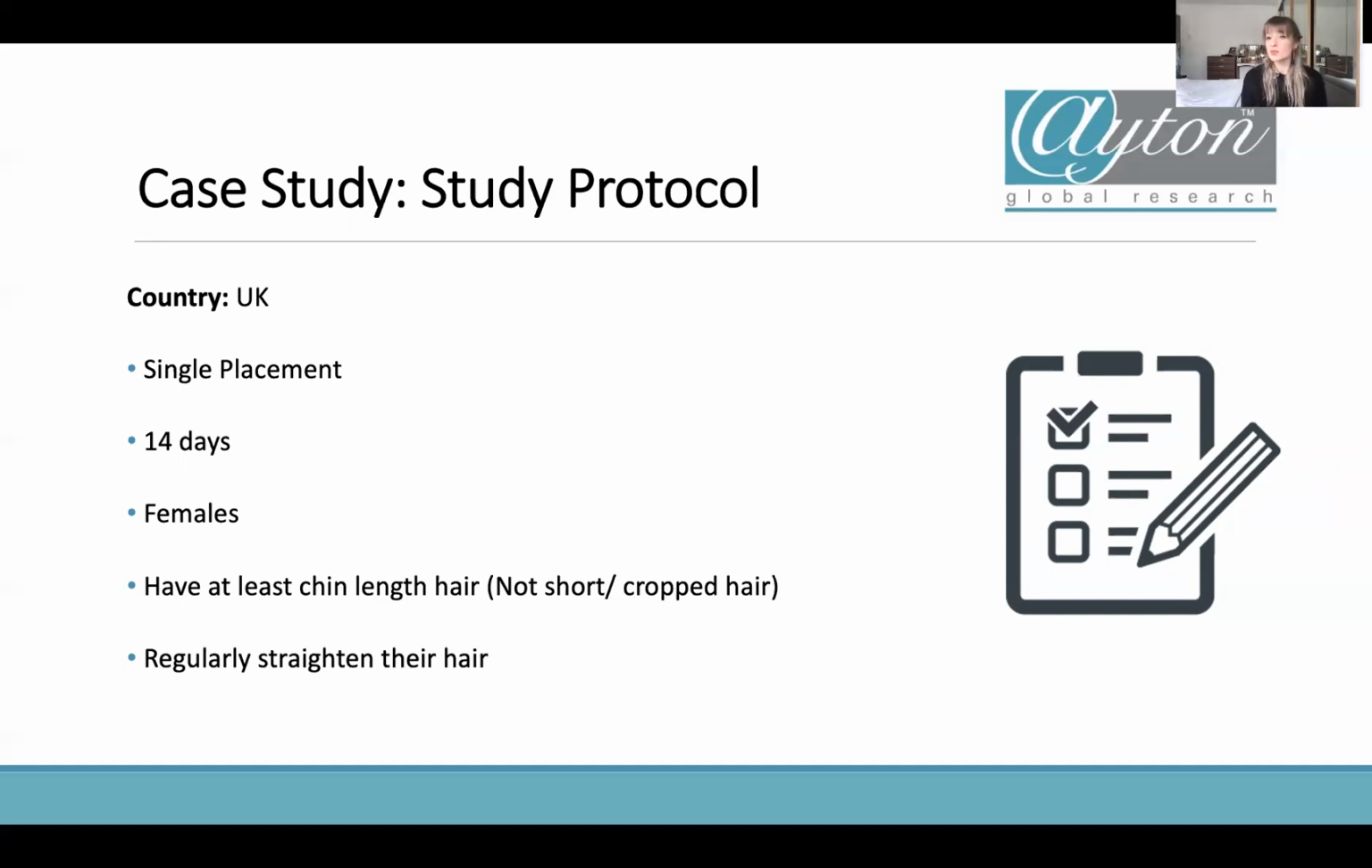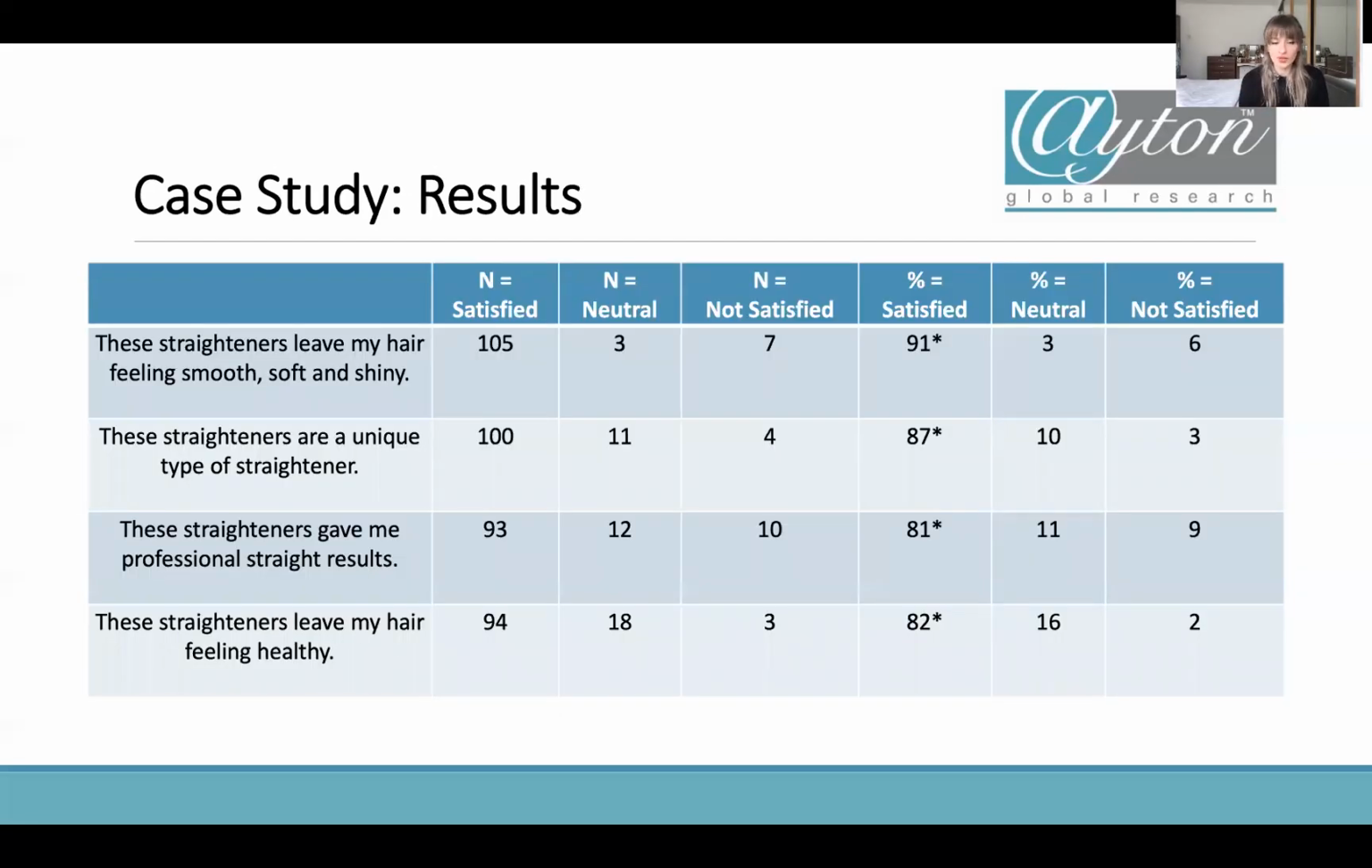But it was a great way to look at this further and say, okay, the hair is obviously much straighter. It looks really healthy. But what were the results? I can show you some examples that we've got, just to give you an idea of how the questions are worded and how we can make those into claims.